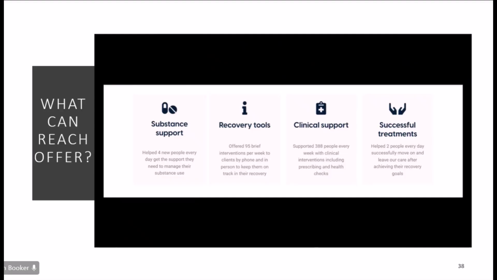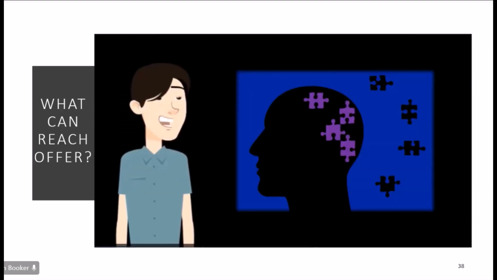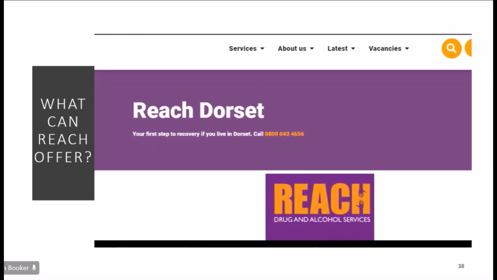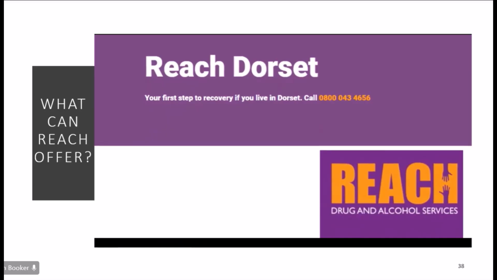REACH currently help around 4 new people daily to manage their substance use, offer 95 brief interventions per week to keep our clients on track, assist 388 people weekly with clinical interventions including prescribing and health checks, support 2 people daily in achieving their recovery goals and moving forward. REACH work from a trauma-informed model and our approach is person-centred. REACH genuinely care. It's easy to make a referral for someone you're working with or yourself.